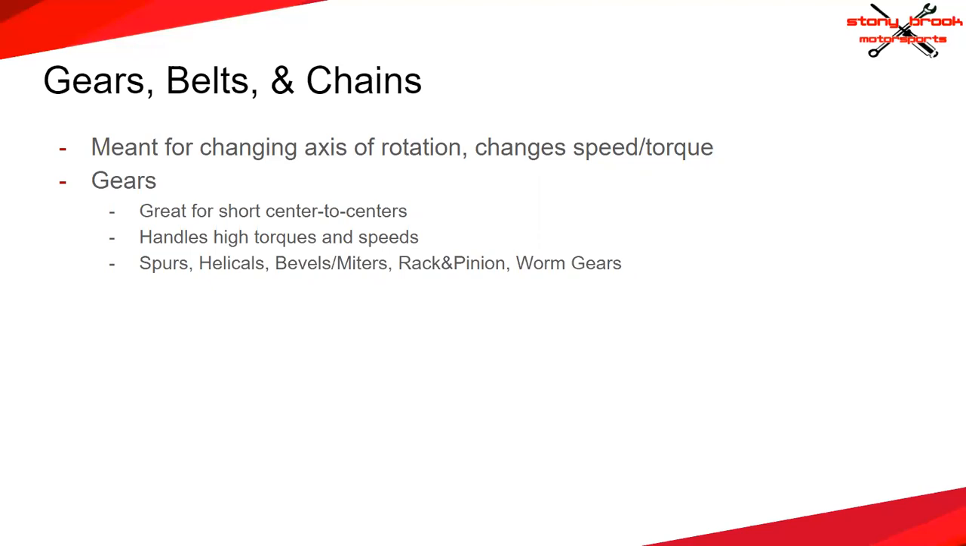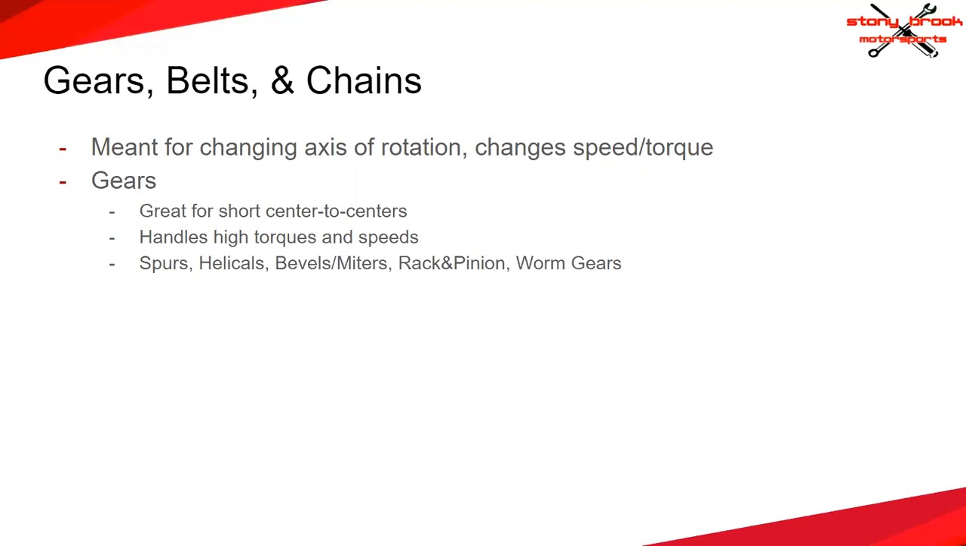So going through each of these, gears are amazing for short center-to-center distances because they have to directly mesh with each other. If you want a large center to center, like 20 feet, you can't really get that done easily or conveniently with 2 gears, because then you need giant gears that are able to span and meet each other through that 20-foot distance. Gears are great for handling high torques and speeds because generally they're made of steel or other relatively strong metals.